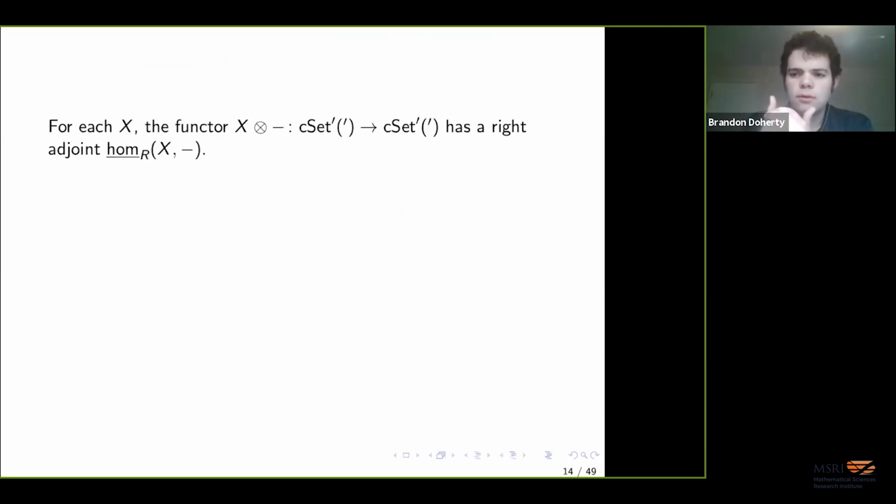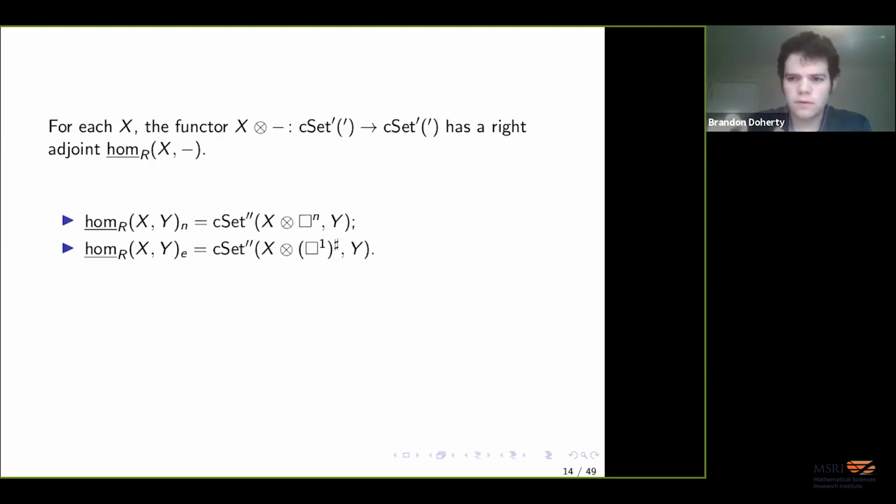As we usually see in these cases, for any given cubical set X, the functor where we just take the geometric product on the left with this particular structurally marked cubical set has a right adjoint, which we denote by Hom_r. I have to specify that this is the right tensoring functor because, of course, the geometric product is not symmetric.